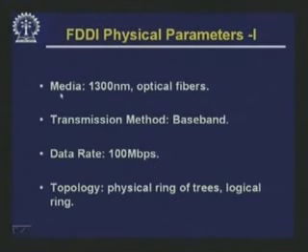So, the media is, as I said, 1300 nanometer optical fibers. The transmission method is baseband, that means there is no modulation, only the pulses in raw form are travelling down the ring. The data rate is 100 Mbps, and the topology is a physical ring of trees and a logical ring. Why ring of trees? Where did trees come from? We will talk about it.